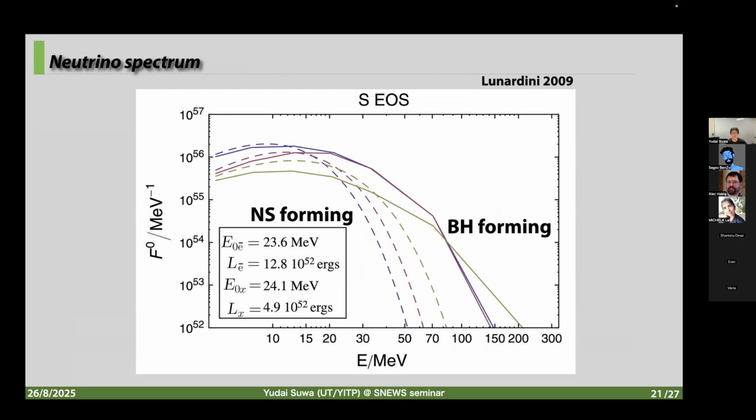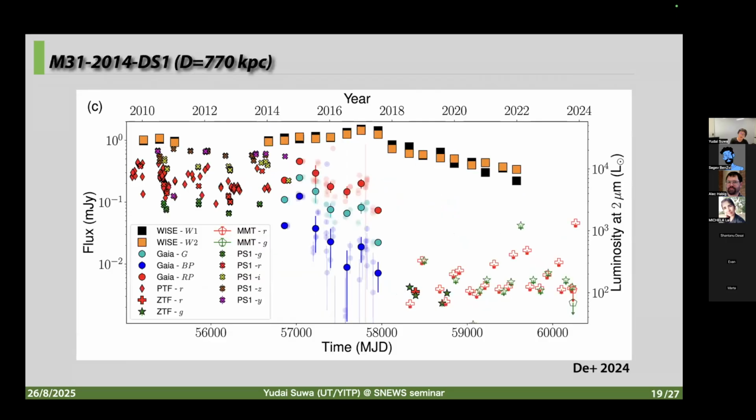So this is one example of the spectrum of the neutrinos as a function of energy here. In the neutron star formation case, the spectrum cutoff is about several tens of mega electron volts here. But when we have black hole formation, then the spectrum becomes harder. I mean, larger energy neutrinos will be expected once a black hole forms inside the star. So let's think about this specific object, whether we can expect neutrinos from this object or not.